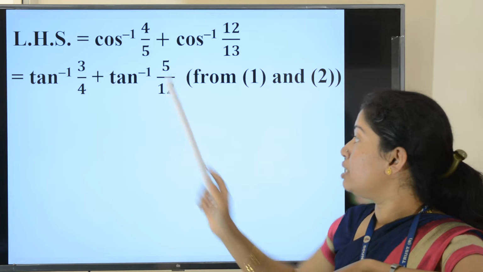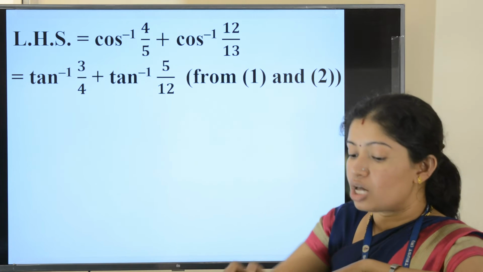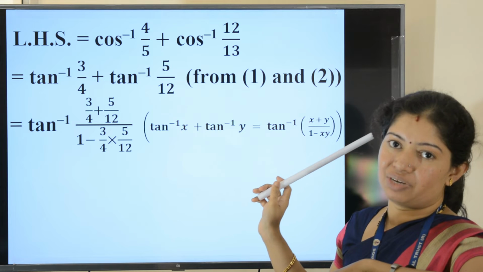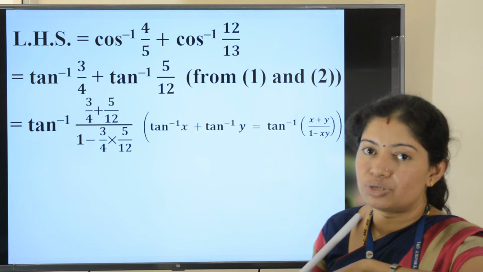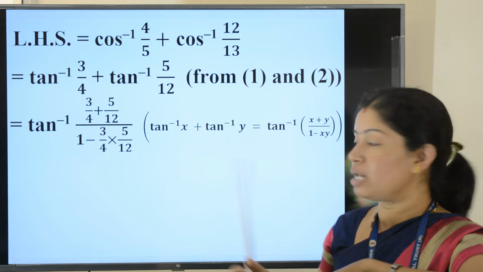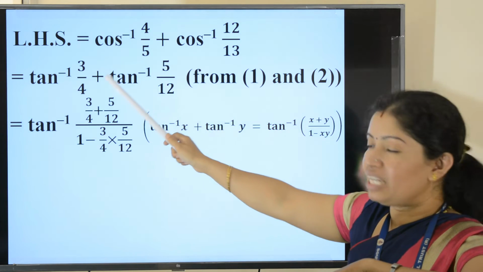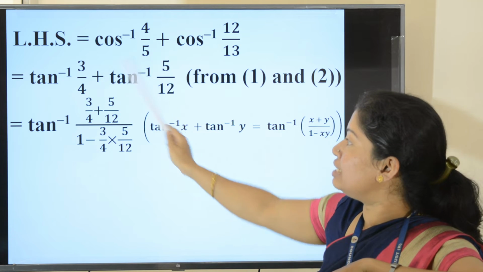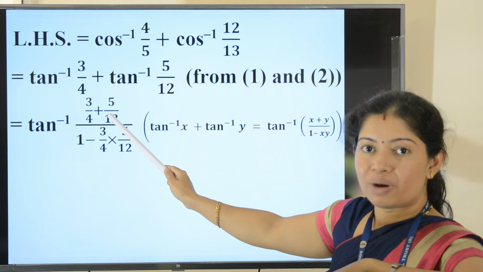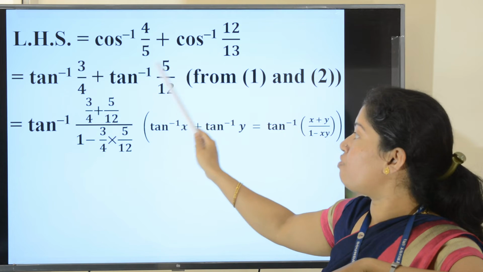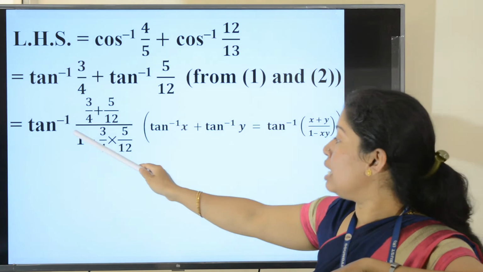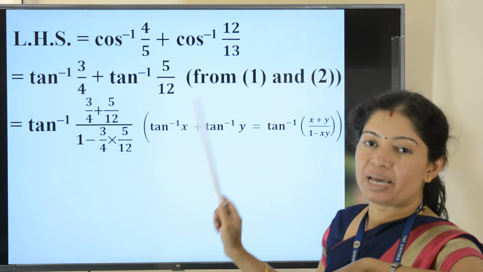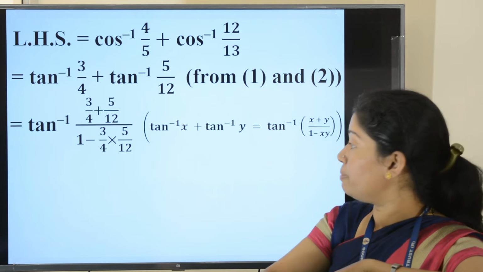Now you have the sum of two tan inverse, so you can use the property tan inverse of x plus tan inverse of y, which is given by tan inverse of x plus y divided by 1 minus xy. So use this property here now. So this will become what? Tan inverse of, add the two values here in the numerator. So it will be 3 by 4 plus 5 by 12 divided by 1 minus 3 by 4 into 5 by 12.